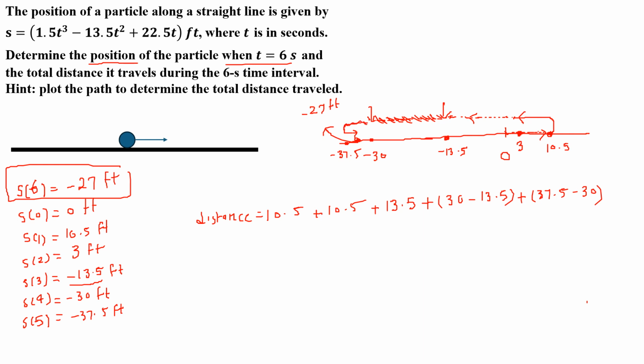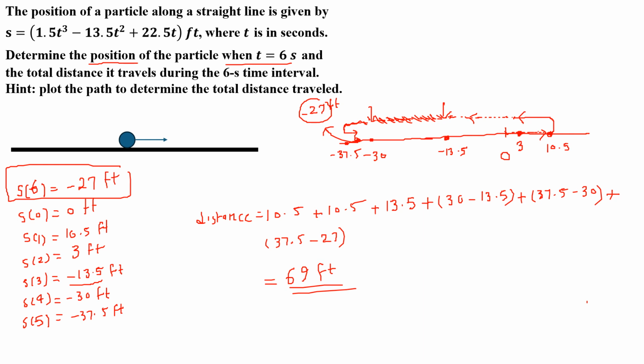And now from 37.5 to 27, so I have plus 37.5, right? Minus 27. Now if you put this into the calculator, I got 69 feet. Okay, so that's the total distance traveled by the particle.